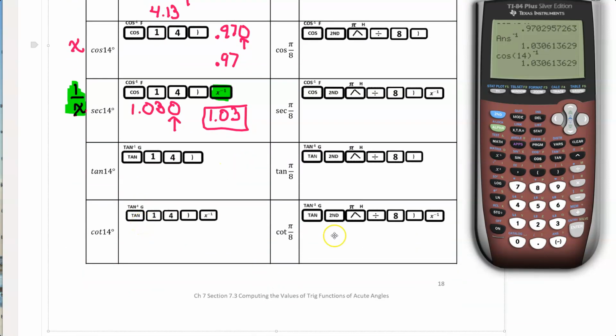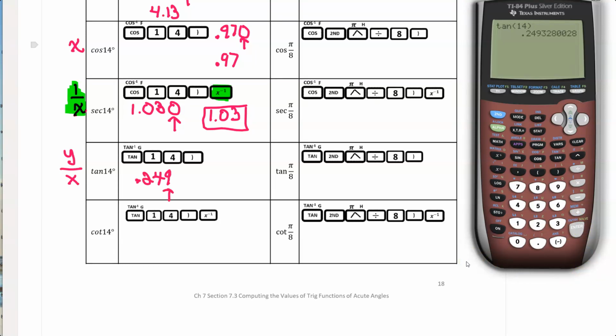All right, tangent. Tangent is y over x. So I just use my tan key. So tangent 14 degrees, enter, 2 decimal places, 4, 9. I look at the third digit. It said if that's 5 or bigger, I'm going to round my 4 up, and I get 0.25.